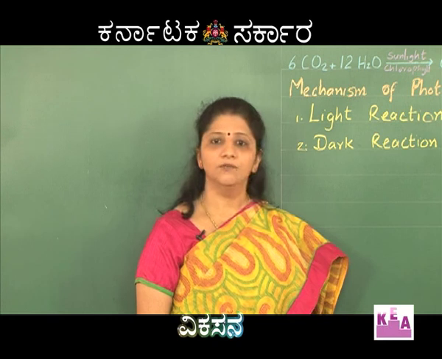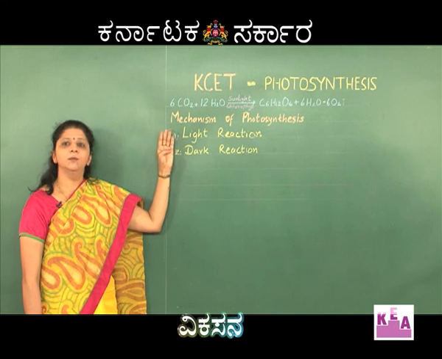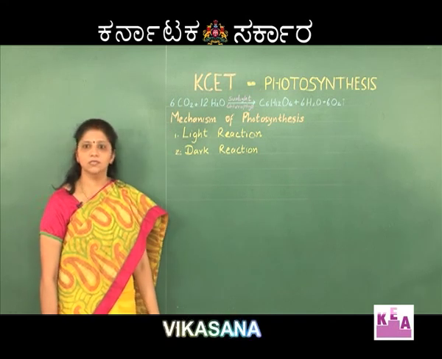And the equation for photosynthesis is 6 CO2 plus 12 H2O gives C6H12O6 plus 6 H2O plus 6 O2. From this equation, you would have understood that carbon dioxide is reduced to carbohydrate and oxygen is liberated during photosynthesis. Now we will study the mechanism of photosynthesis.